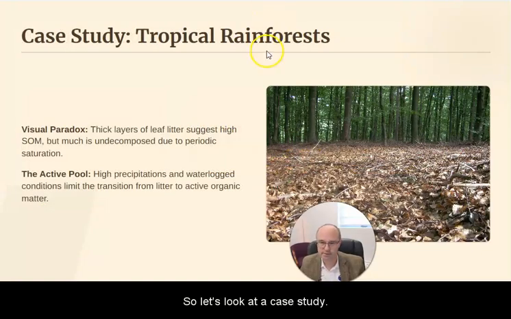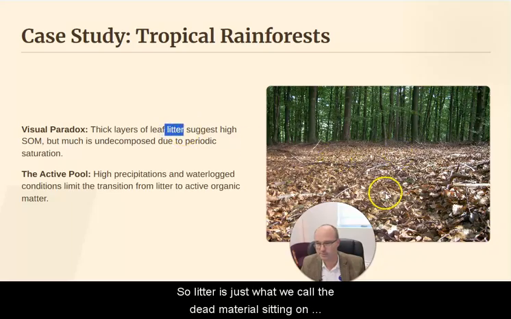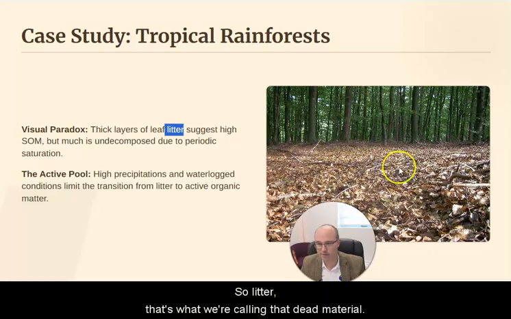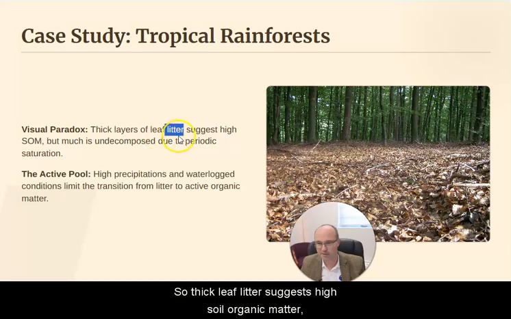So let's look at a case study. So we have a bit of a paradox. Thick layers of leaf litter. So litter is just what we call the dead material sitting on top of like the forest floor or any rangeland or anything like that. So litter, that's what we're calling that dead material. So thick leaf litter suggests high soil organic matter, but much is undecomposed due to periodic saturation.